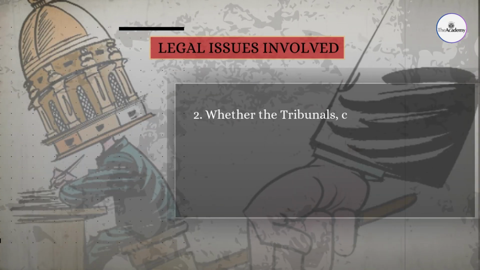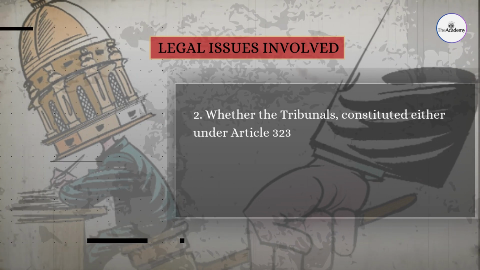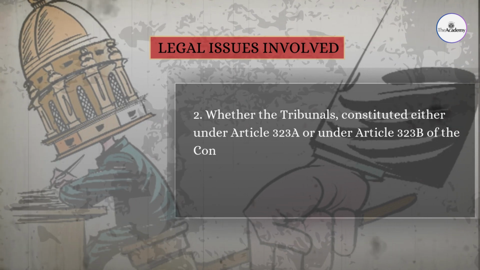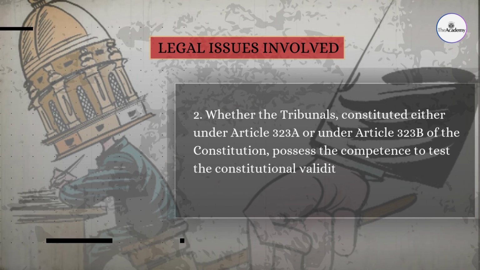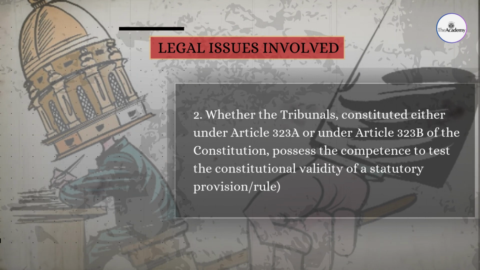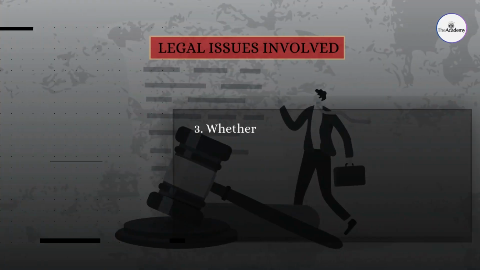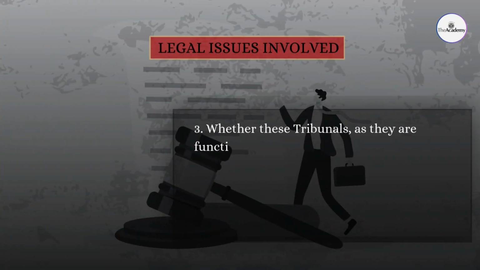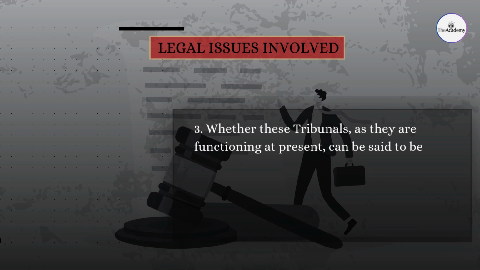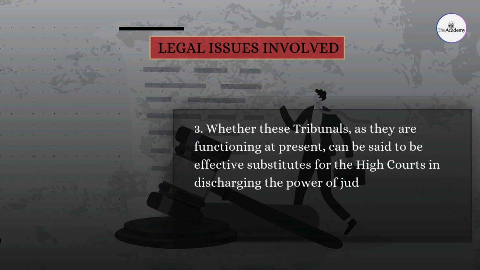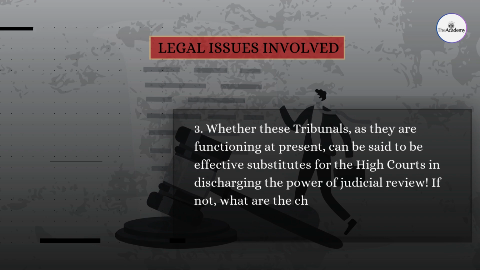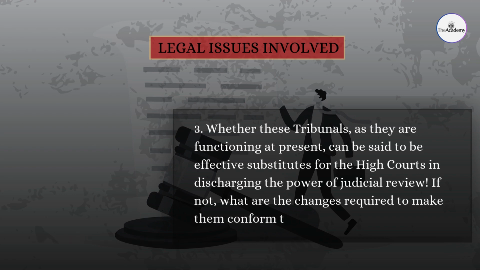Whether the tribunals constituted either under Article 323A or under Article 323B of the Constitution possess the competence to test the constitutional validity of a statutory provision or rule, or whether these tribunals, as they are functioning at present, can be said to be effective substitutes for the High Courts in discharging the power of judicial review. If not, what are the changes required to make them conform to their founding objectives?